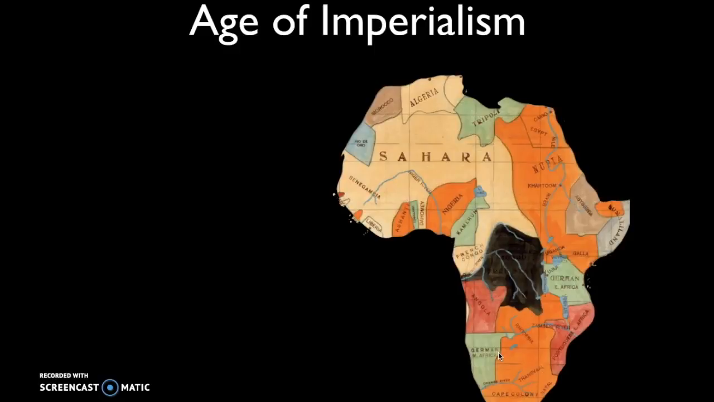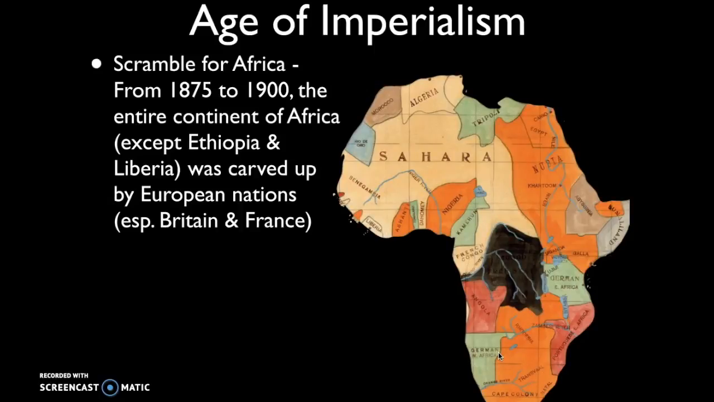So within about a 25-year window, from 1875 to 1900, the entire continent of Africa, except Ethiopia and Liberia, was carved up by European nations. Especially Britain, who's in orange on this map here, and South Africa and in Egypt and down the Nile River, and France, which is located predominantly in West Africa.